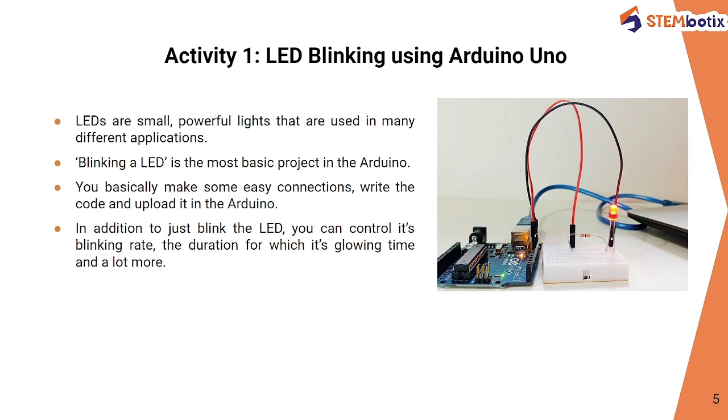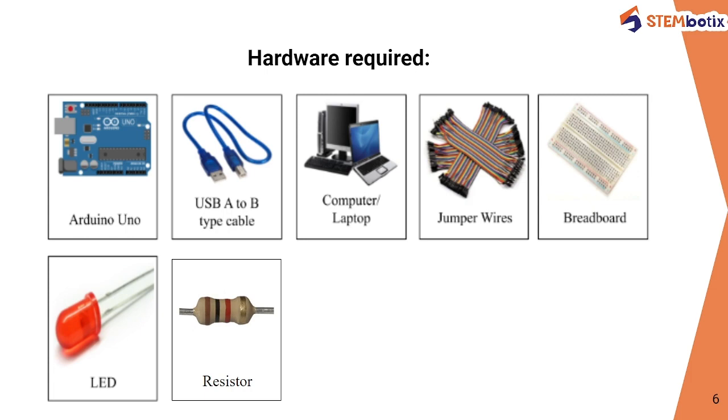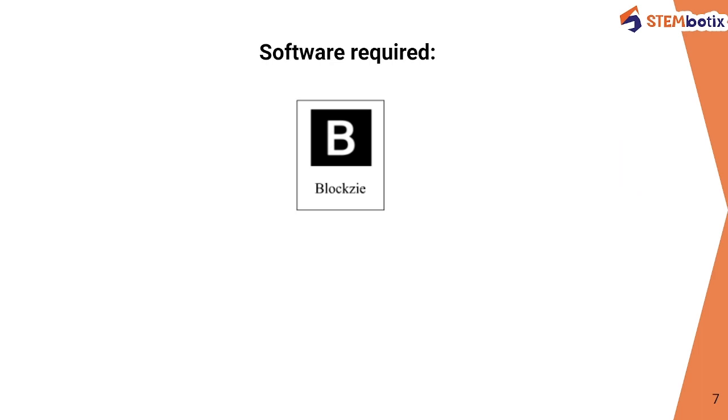This is very basic and simple. You can make so many advancements in that, but first we are going to see the basic and very simple steps when you are connecting an LED to your microcontroller, which here is Arduino Uno. The hardware required for this activity is an Arduino Uno, one USB A to B type cable, a computer or laptop, a few jumper wires, one small breadboard, one LED and a single resistor. The software which we are going to use is none other than Blockzie.